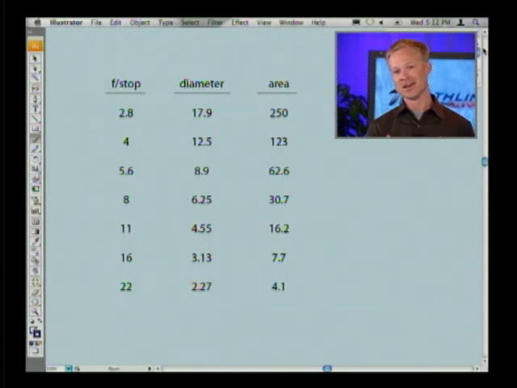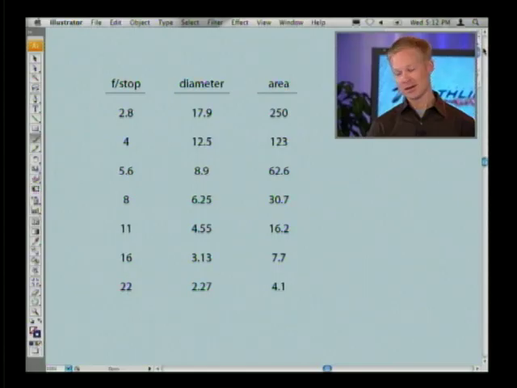But you have to think about this. Light coming in through a circular area is based on the area, not on the diameter. So I've gone ahead and computed the diameter of the aperture for each of those f-stops for that little lens I showed you, and then I computed the area. One thing we can point out here is the areas are roughly going in half each time down the list. So I have a 250 first, then it goes to 123 area.